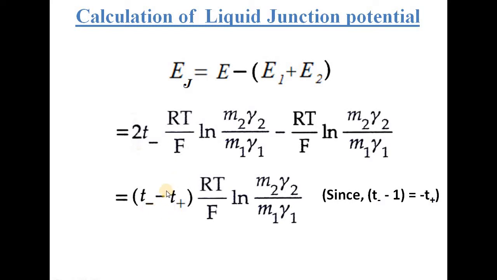Now we very well know t negative plus t positive is equal to 1 always. So we can write here t negative minus 1 is equal to minus t positive. So we have the liquid junction potential equal to (t negative minus t positive) times RT/F ln(M2 γ2 / M1 γ1). This is the resultant expression for the liquid junction potential.